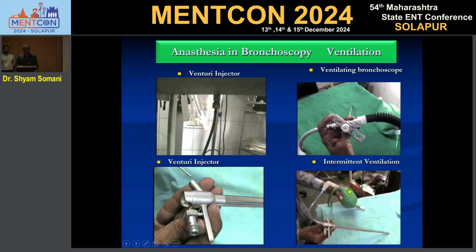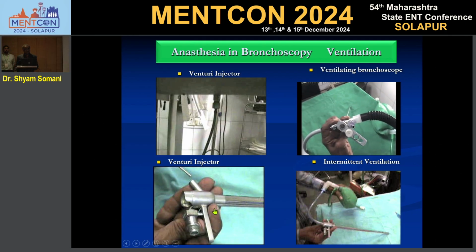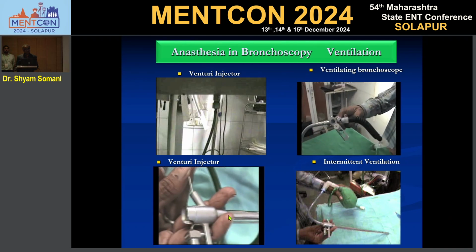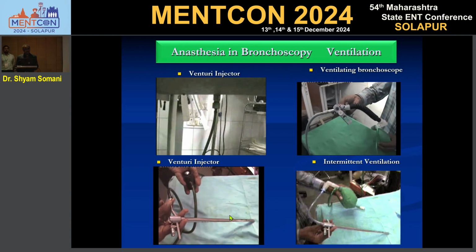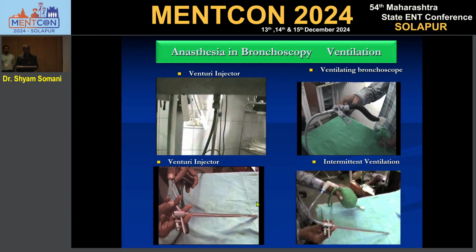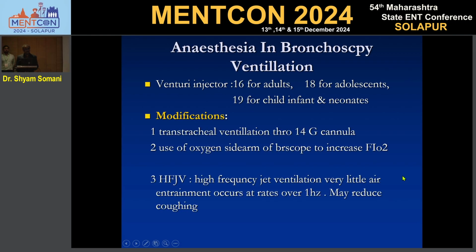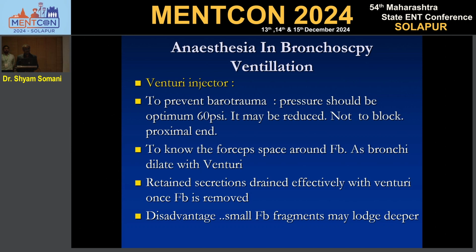So this is the top one, a ventilating bronchoscope, and down, the video you are seeing is with the Venturi, a non-ventilating type of bronchoscope. So in short, you have 2 types of bronchoscopes: one is non-ventilating and the other is ventilating. Now there are Venturi injectors of different sizes, needles of different sizes, and there are different modifications for that also.